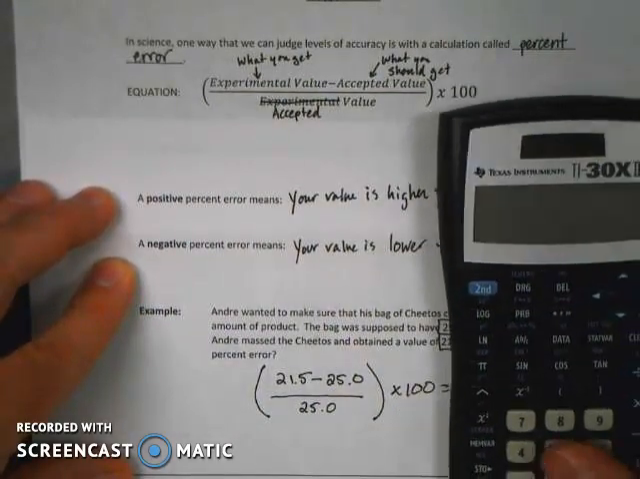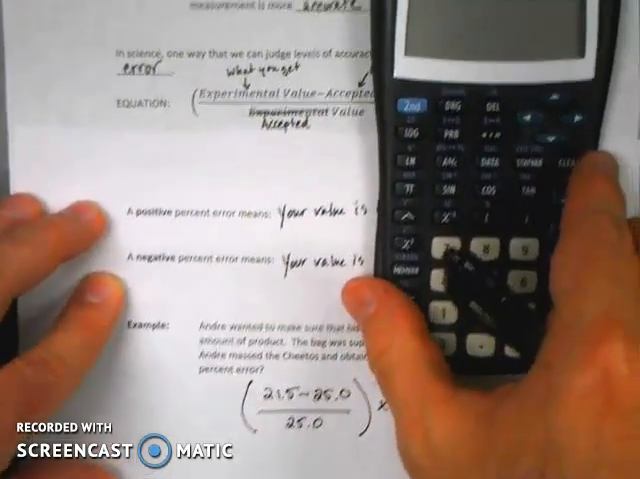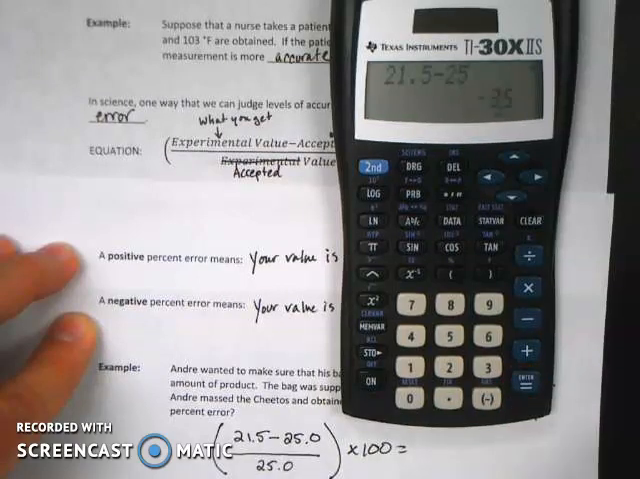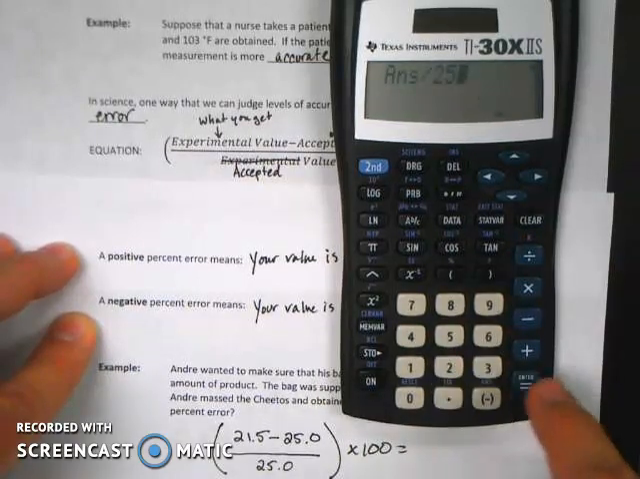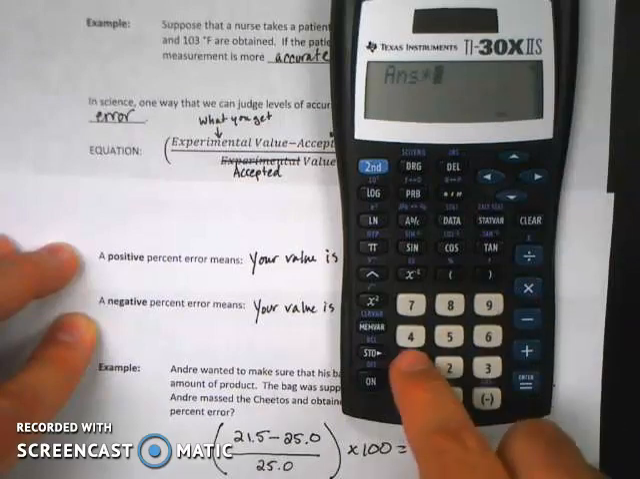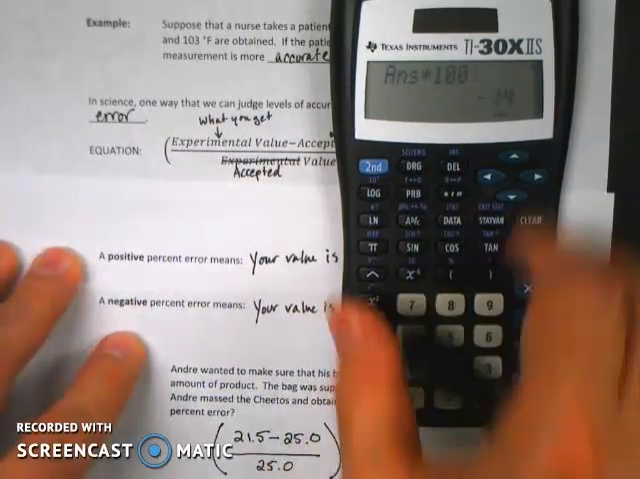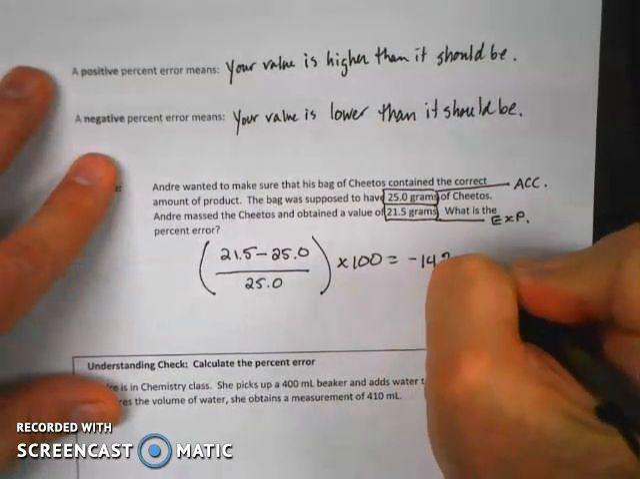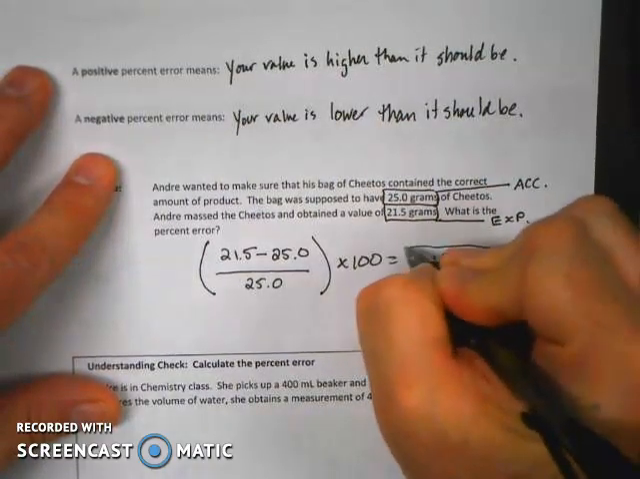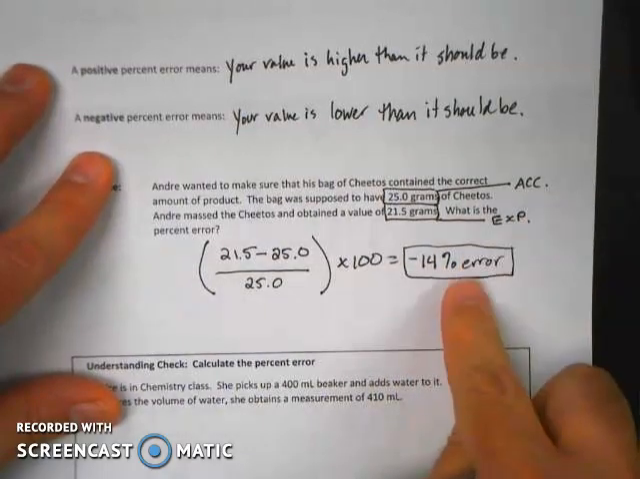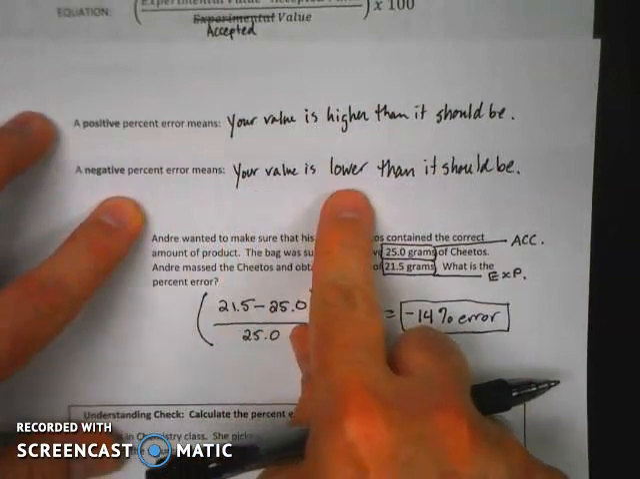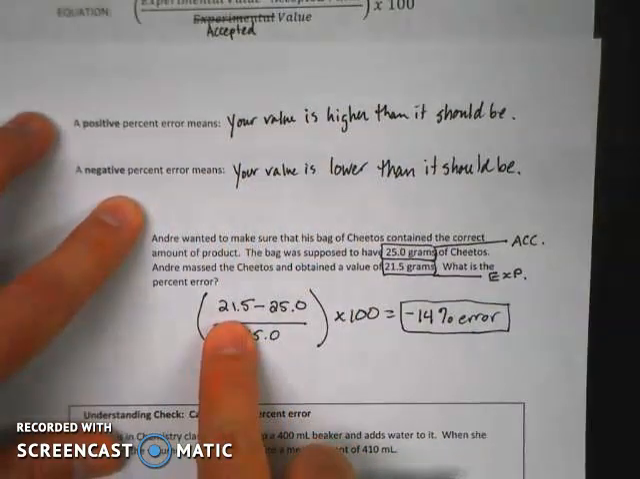So in the calculator, I'm going to put our equation. So I'm going to do 21.5 minus 25 and hit equals. Divide that by 25, hit equals. Then multiply that by 100. You'll see that I get negative 14% error. Make sure that you're writing the percent sign and writing error after it. So a negative one means our value is lower than it should be.